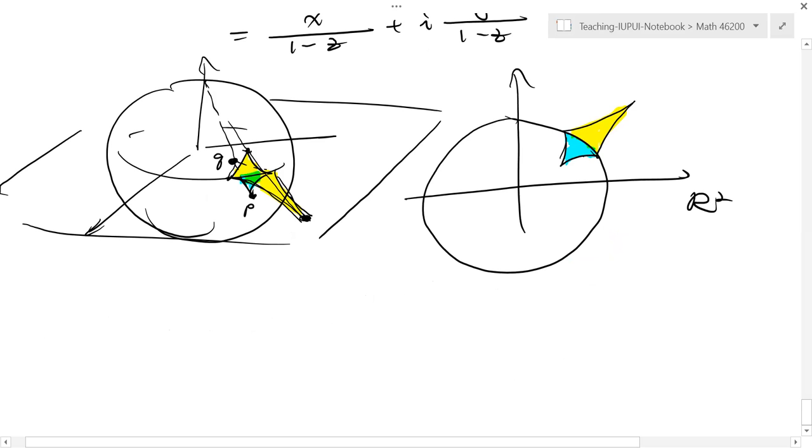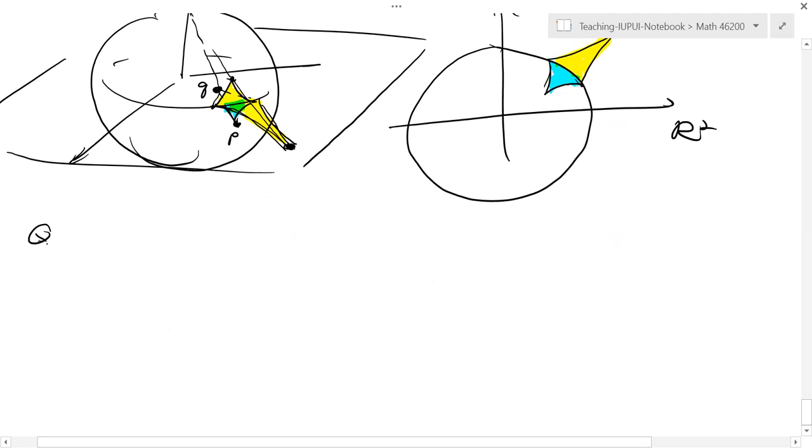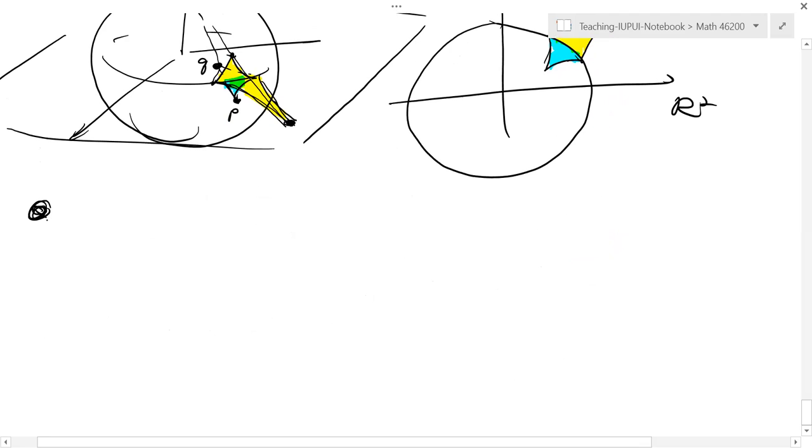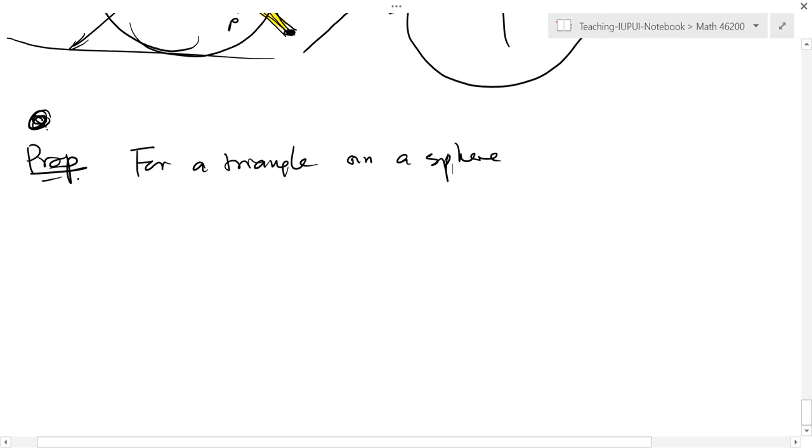All right. So now finally, let's take a look at the following theorem. For a triangle on a sphere, this angle is alpha and this side is A. This angle is beta, that side is B. This angle is gamma, that side is C. So the triangle looks like that, okay?